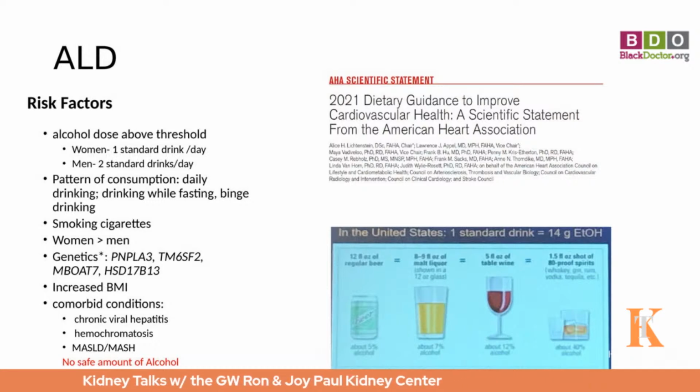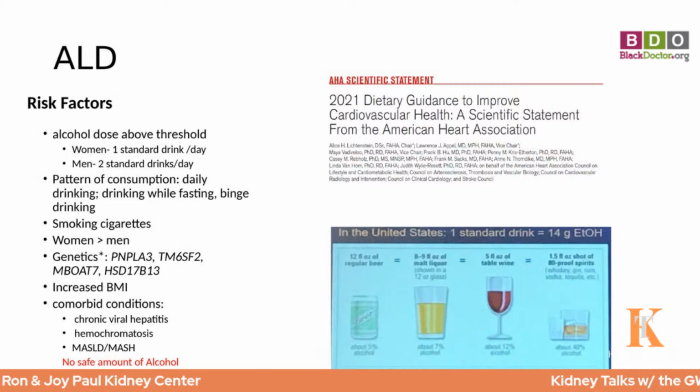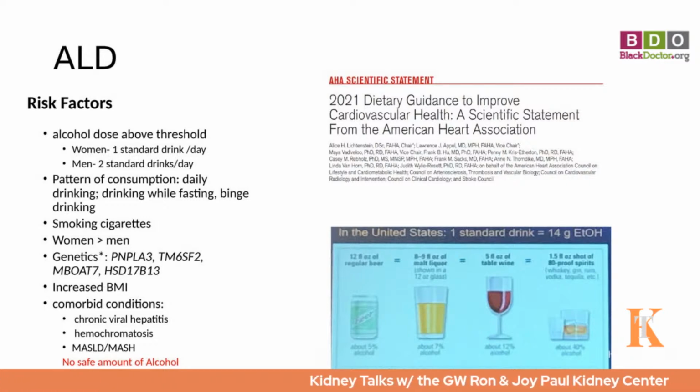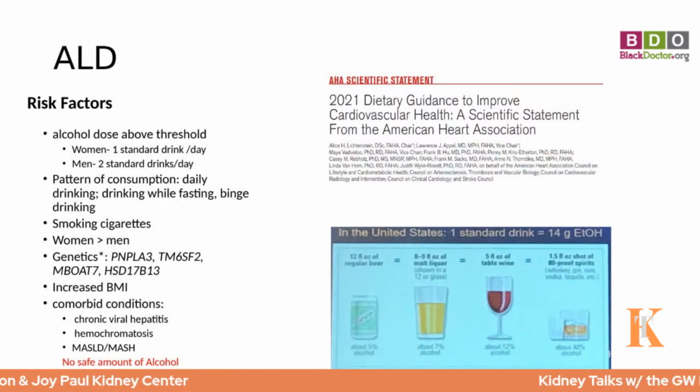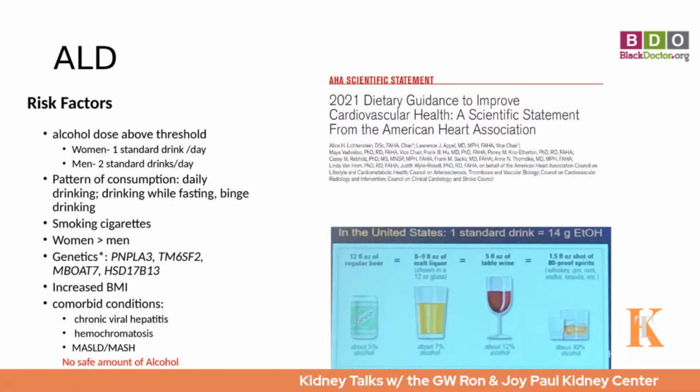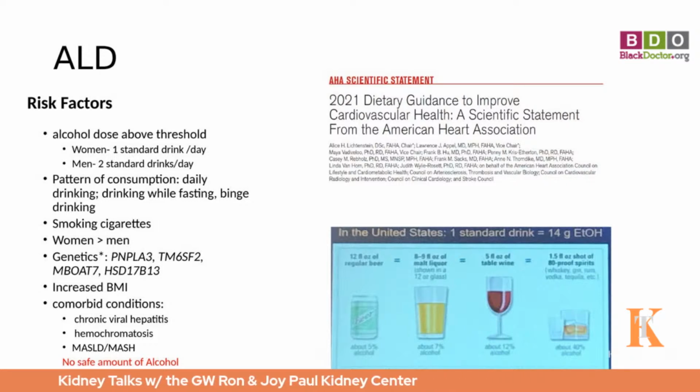Now, what does that mean? I don't know anybody who counts the grams of alcohol, but we'll translate this out. So 1 standard drink of 14 grams is one 12-ounce can of beer. It's 8 to 9 ounces of malt liquor, 5 ounces of table wine, or 1.5 fluid ounces of any kind of 80 proof spirits. So excessive drinking would be more than, for men, more than 2 12-ounce beers a day, or for women, just 1.